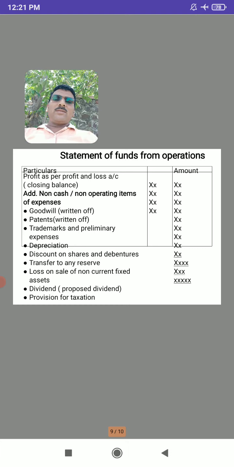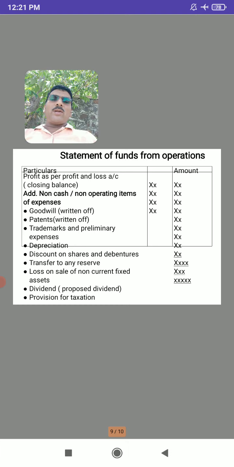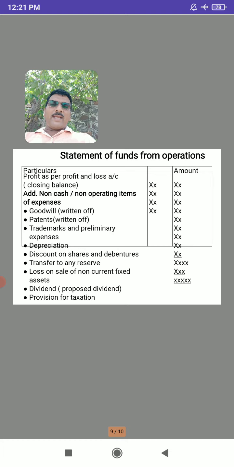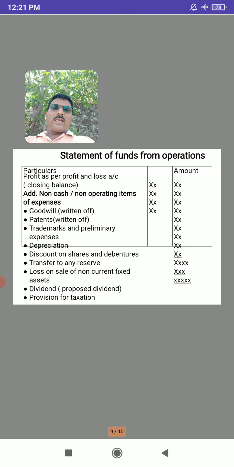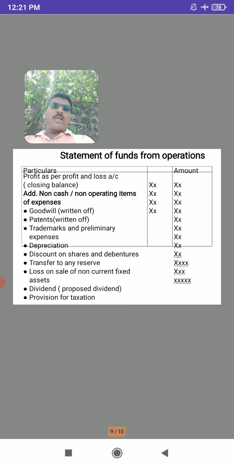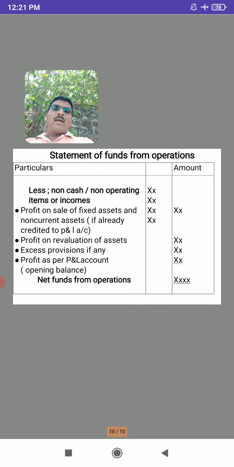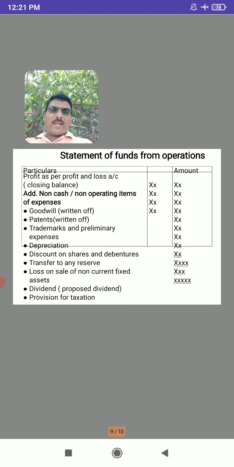After that, to the closing balance of profit and loss account, we have to add non-cash or non-operating expenses. We already know the list of the non-operating expenses. So we take goodwill, patents, trademarks and preliminary expenses, depreciation, discount on shares or debentures, transfer to any reserve, loss on sale of non-current fixed asset, dividend, that is proposed dividend, provision for taxation. These are all the non-operating expenses which are to be added to the closing balance of P&L account.